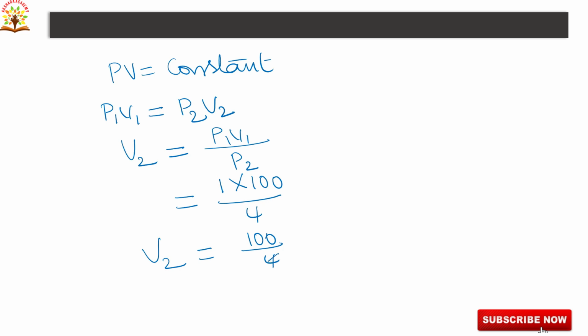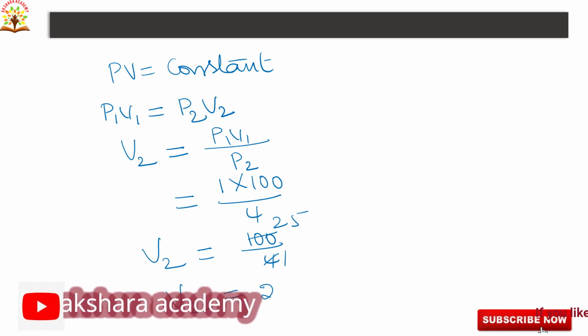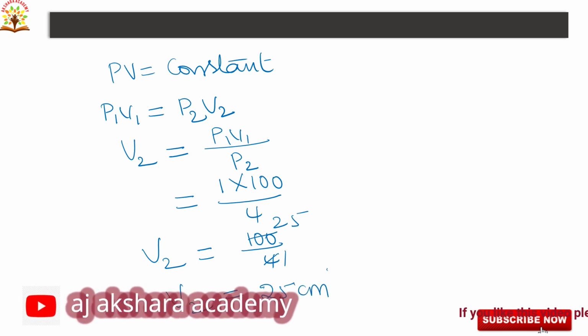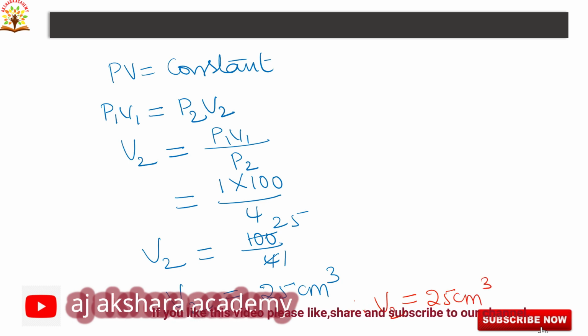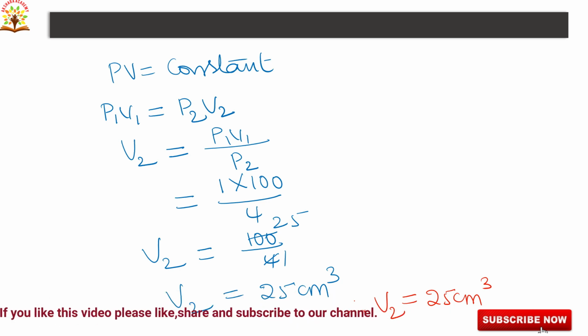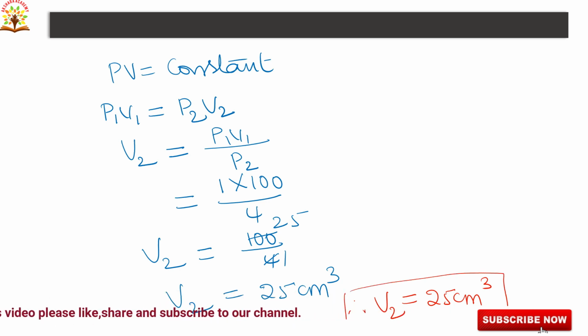So it gives 4 ones are 4, 4 twos are 8, 4 fives are 20, that is 25. So V2 is equal to 25 centimeter cube. Therefore, the volume at 4 atmospheric pressure is 25 centimeter cube. Okay, next we will go to the next question.